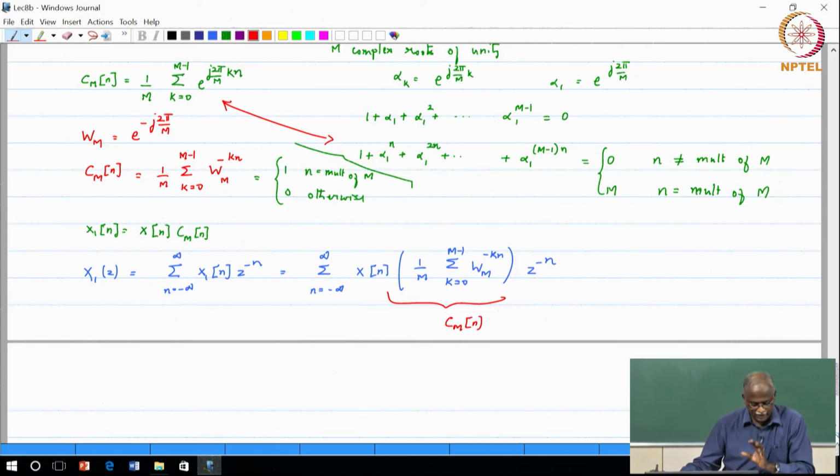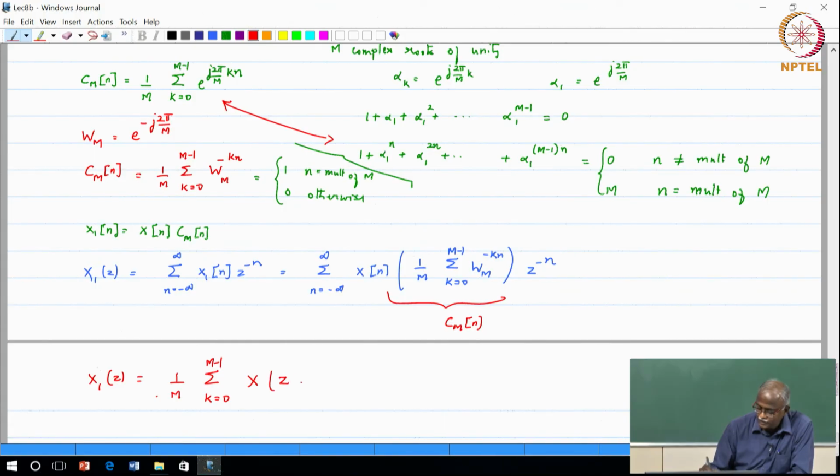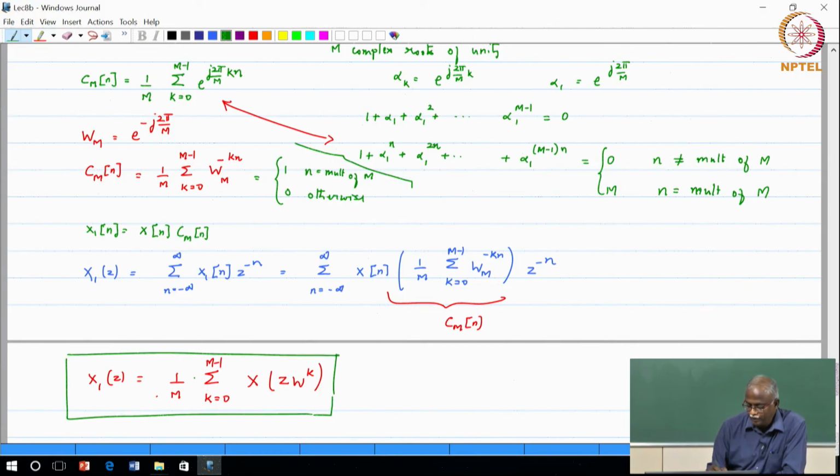Okay, now just the last step, and I will pick it up from here in tomorrow's lecture, but I just wanted to leave this as the last point. So x1 of z, if I interchange the summations, I would like you to show that this comes out to be 1 over m, summation k equal to 0 through m minus 1, x of z W^k. So this equation I would like you to interpret using the following.